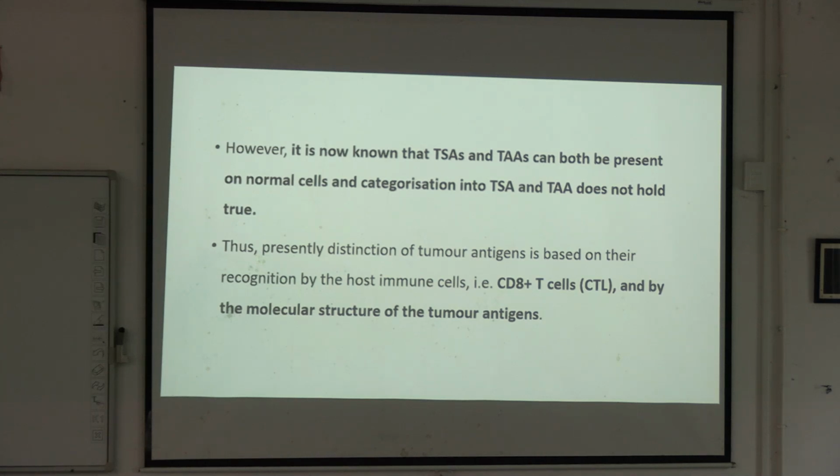However, it is now known that TSA and TAA can both be present on normal cells, and categorization into TSA and TAA does not hold true. Thus, presently, the distinction of tumor antigens is based on recognition by host immune cells, that is CD8 plus T cells, and on the molecular structure of the tumor antigens.